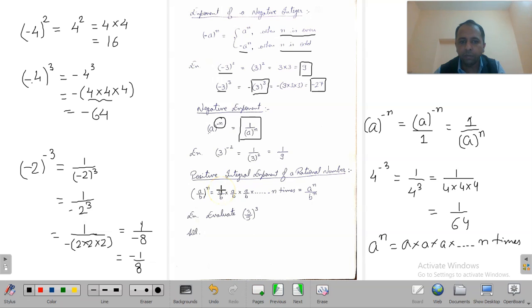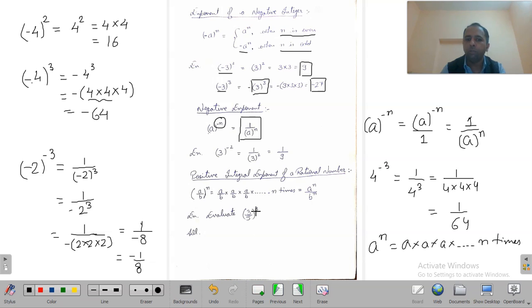So what will it be? Look, in the numerator we have a multiplied by a multiplied by a. How many times are we multiplying a? We are multiplying a n times, so it will be a to the power n. And in the denominator we have b multiplied by b multiplied by b, again n times, so it will be b to the power n. So (a/b) to the power n can be written as a to the power n upon b to the power n. So for example, evaluate (3/5) to the power 3.